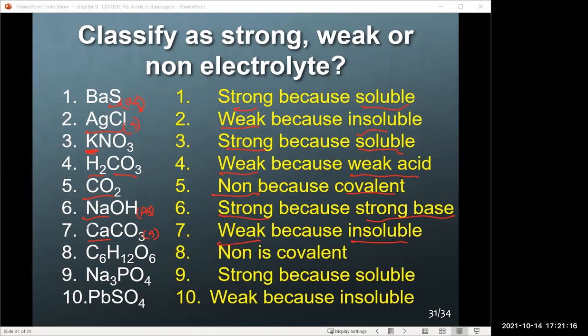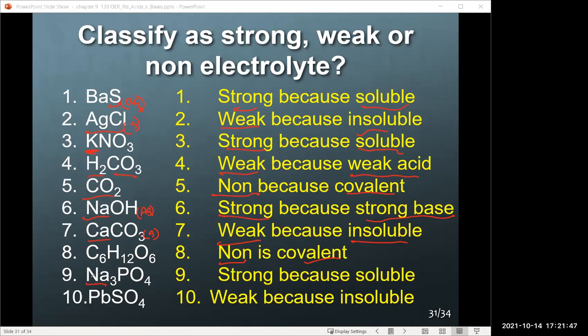Then number 8, we have C6H12O6. It can be anything, but the point here is there's no metal involved. So it's not ionic, and so it must be covalent, and it's not an acid because we would have put H in front of the carbon. And so it's basically a covalent compound, which means that it is a non-electrolyte.